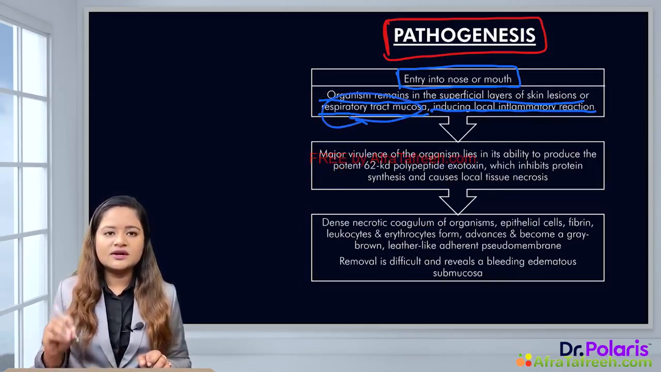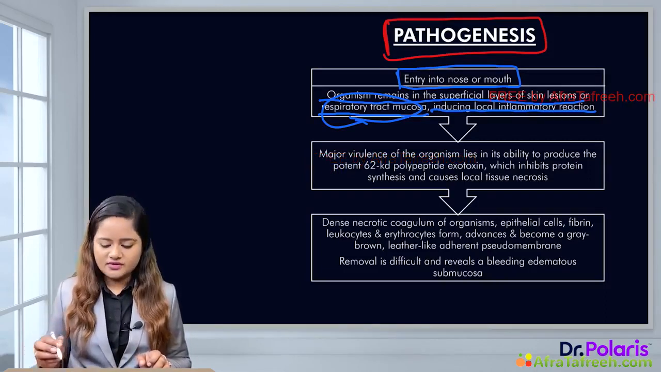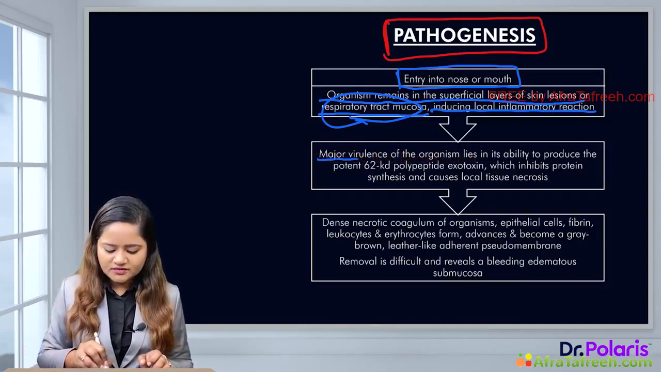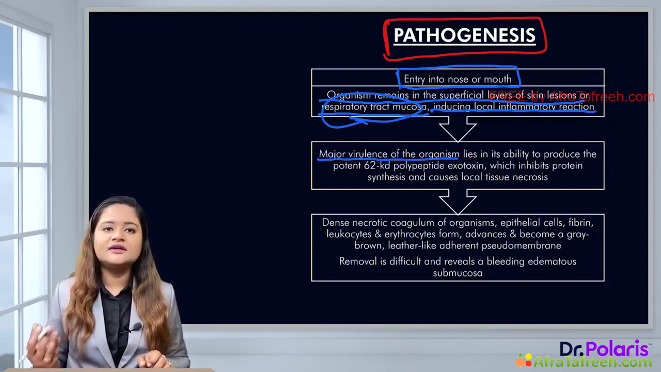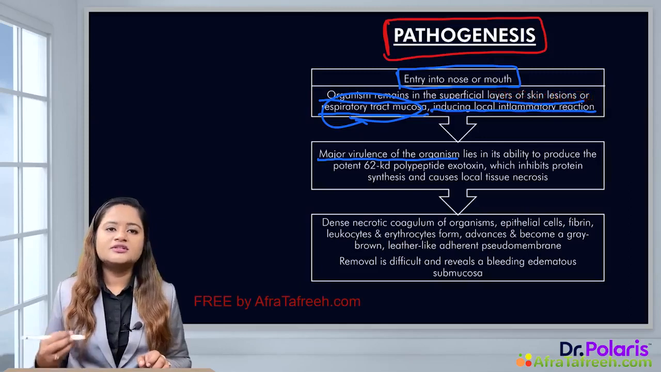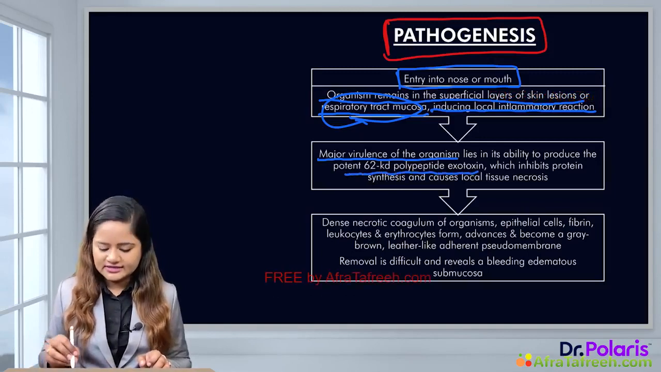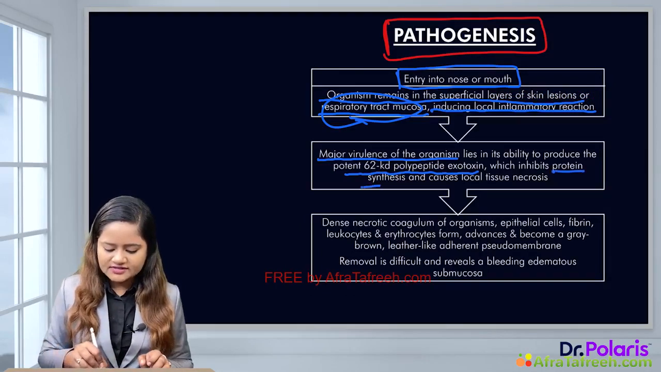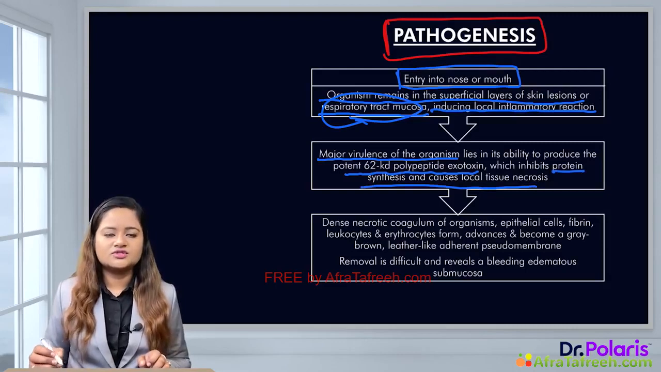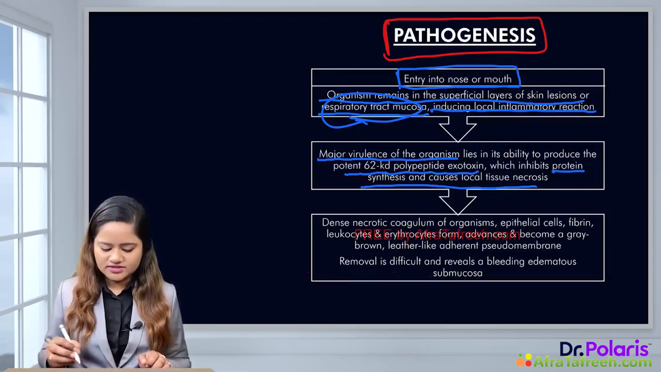Now the mucosa where it is going to stick down, that mucosa is going to get infected, and at that particular area the local inflammatory reaction will start. Now, the major virulence of the organism lies in its ability to produce the toxin. So, now it is going to start to produce the toxin, which is a potent 62 kilodalton polypeptide exotoxin that inhibits the protein synthesis and results into a local tissue necrosis. So, once the toxin starts to produce, the features of local tissue necrosis will start.